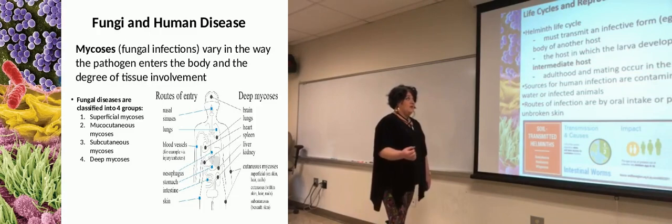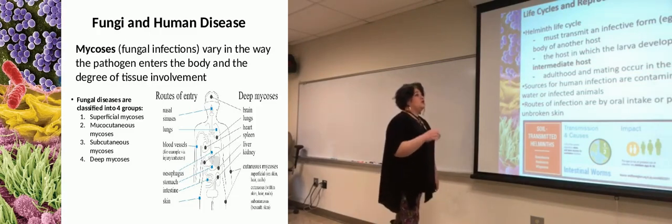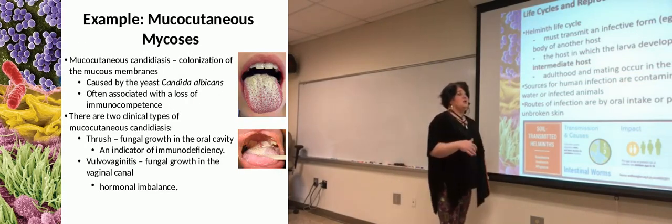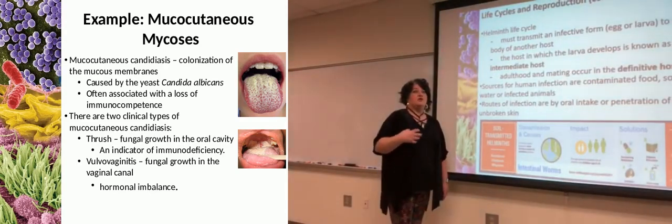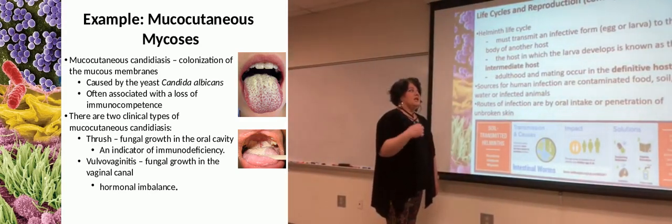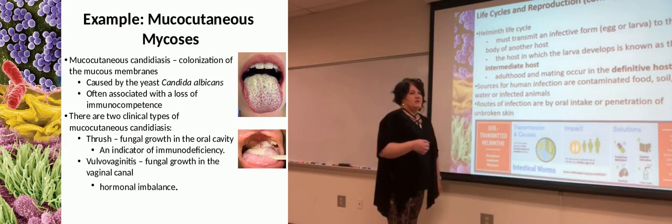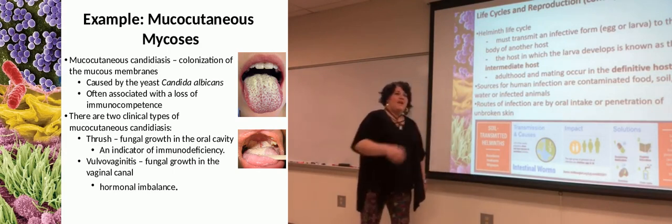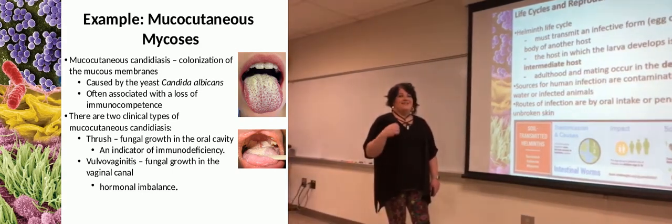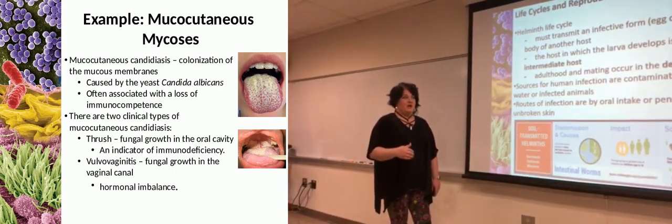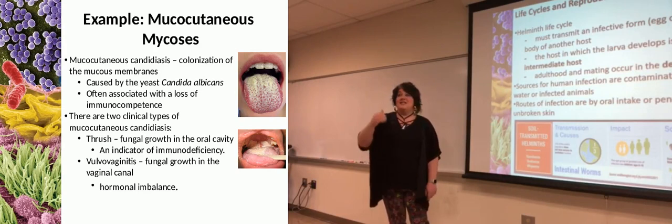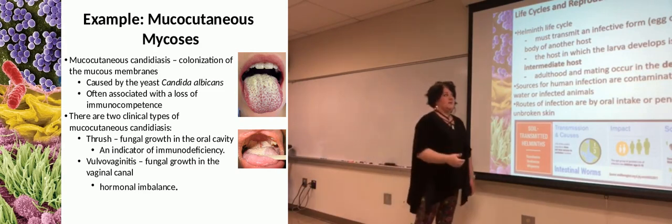The host in which the larva develops is known as the intermediate host. So the host where adulthood happens is considered a definitive host. Mating occurs in what we call a definitive host. It's your end host because the end game is make more worms.